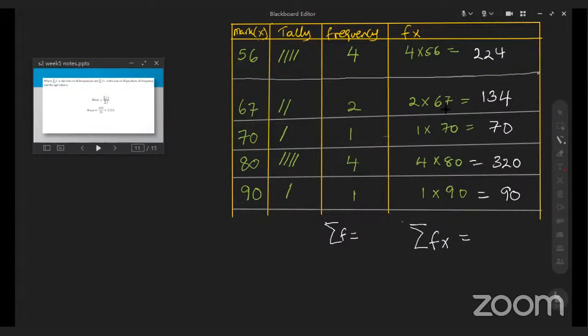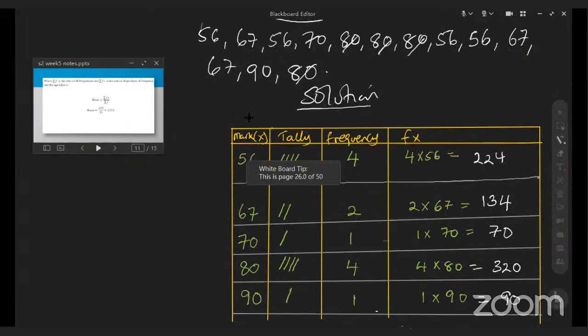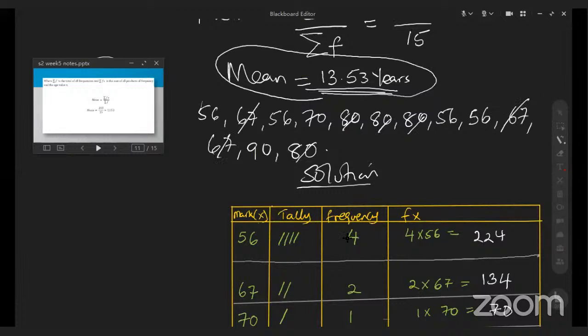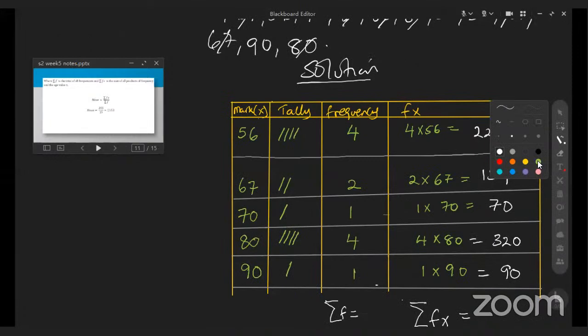I made a mistake on 67. 67 appears thrice, not twice. Three times. Let's check here. We have 67 once, 67 twice, 67 three times. Good. Let's correct this. So this one is times three. So we need to adjust our answers there. So the total here is?